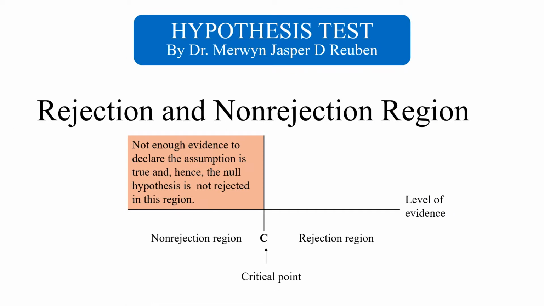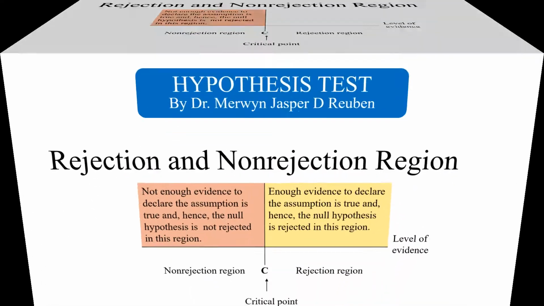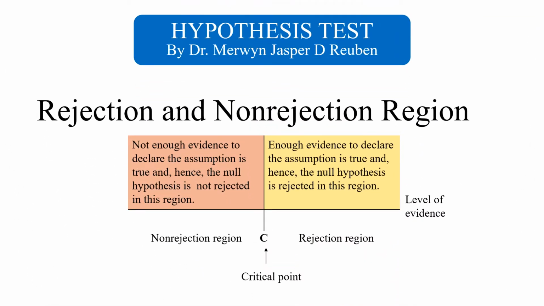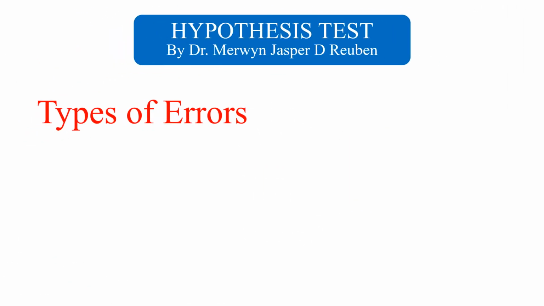The left non-rejection region means that there is not enough evidence to declare the assumption is true, and hence the null hypothesis is not rejected in this region. Rejection region means there is enough evidence to declare the assumption is true, and hence the null hypothesis is rejected in this region. Next, types of errors.